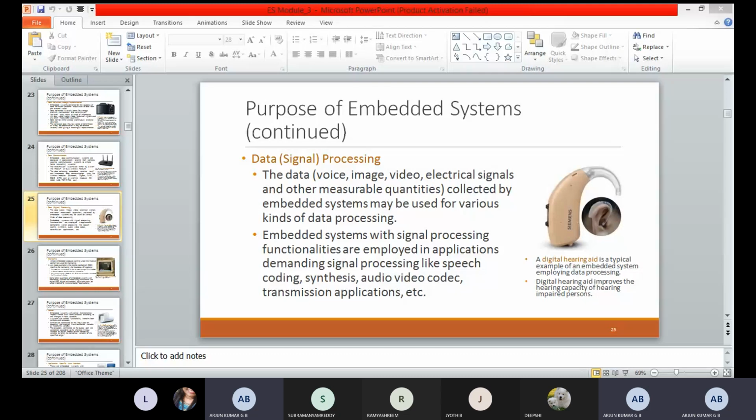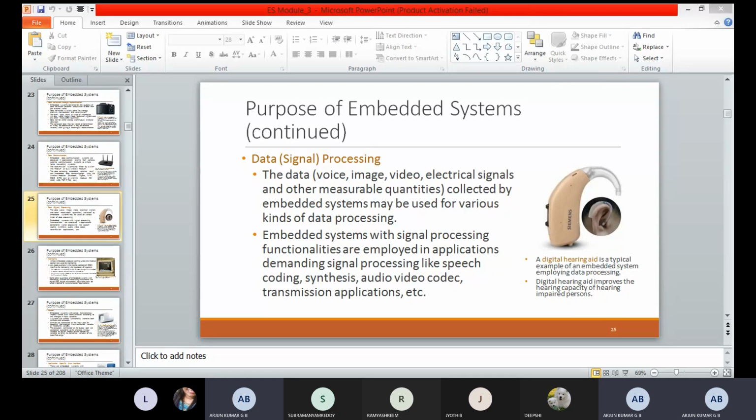It may be voice, video, or electrical signals, or another measurable quantity. A measurable quantity is nothing but voltage, current, or resistance. That is why the embedded system may be used for various kinds of data processing. That's why we need this embedded system.